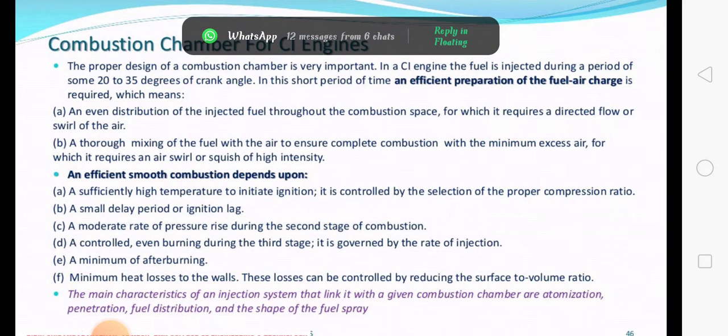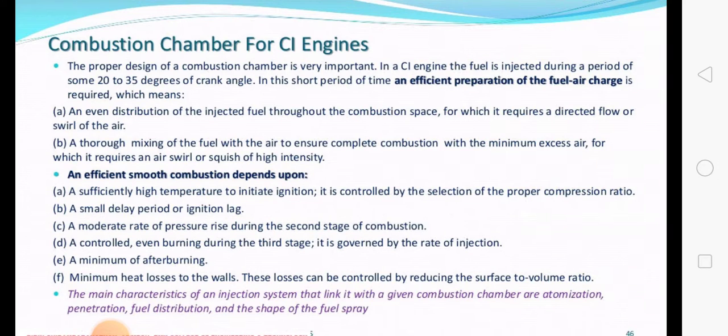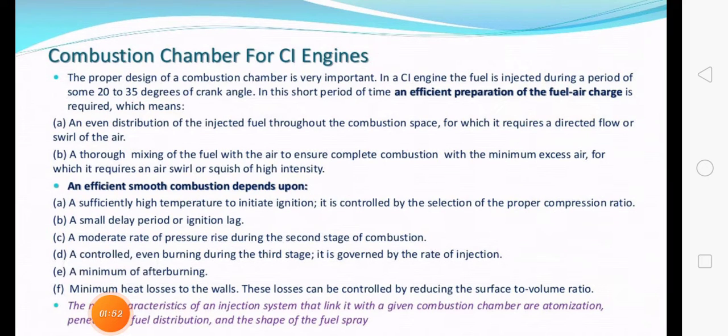So in this short period of time the air-fuel mixture has to be mixed. Hence the combustion chamber in a compression ignition engine plays an important role, because it performs the duties of the carburetor in an SI engine. Now we will see what the basic requirements of combustion chamber for a CI engine are. As we all know, the most important function of a CI engine's combustion chamber is to provide proper mixing of air and fuel in a short period of time.